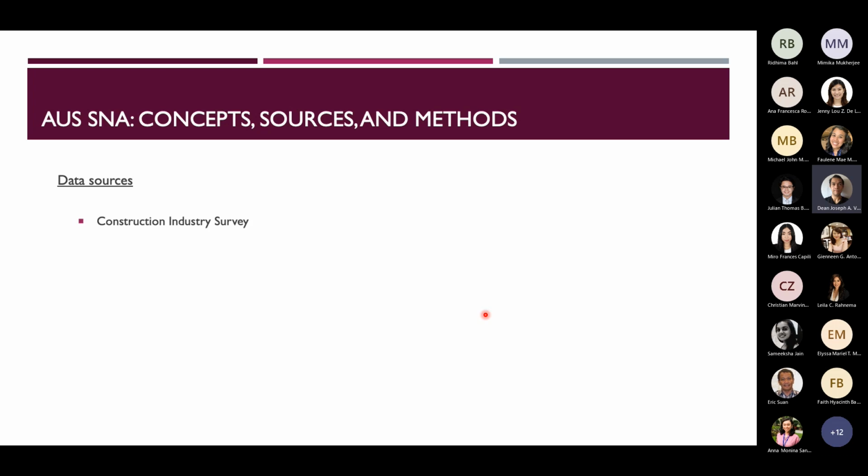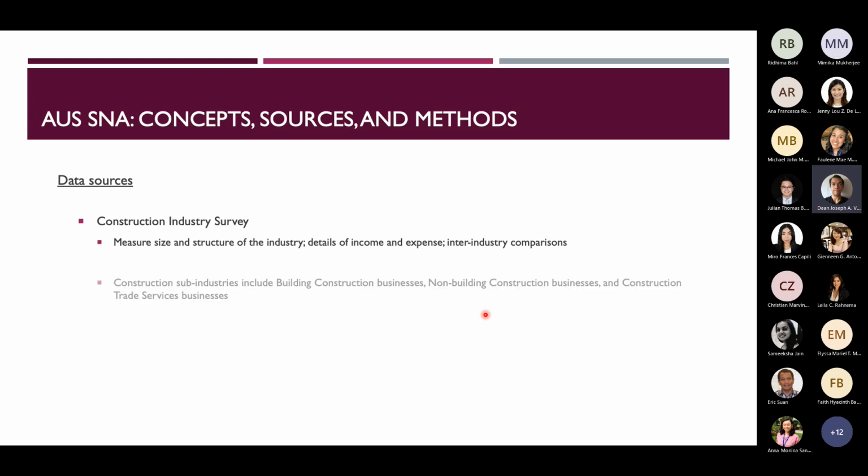Then lastly, they also have a construction industry survey. The goal of the survey is to measure the size and structure of the industry, to detail the income and expense, and to look at inter-industry comparison. The outputs of the survey are income from trade services, building and construction by nature of contract, contract income from trade services, inventories, assets and liabilities, employment, total income, wages and salaries, and value added by geographic location.